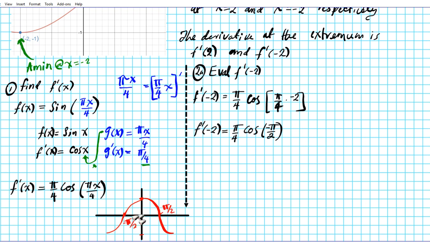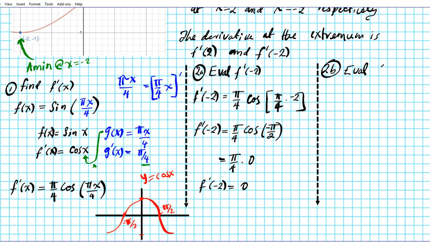Alright, so you can clearly see that, this is the y equals cosine x function. Cosine of negative pi over 2 is 0. Okay, so this is going to become pi over 4 times 0. And then the final answer, f prime of negative 2, is pi over 4 times 0, which is 0. Alright, so let's do the second part of part 2. So in this part, we're going to evaluate the derivative at 2.